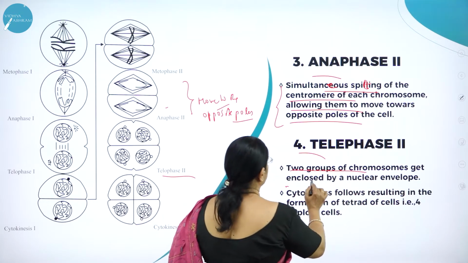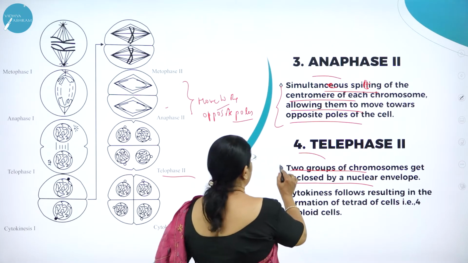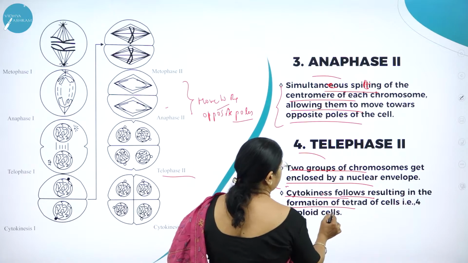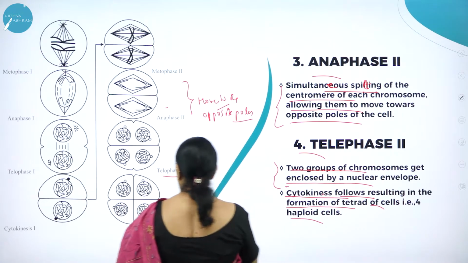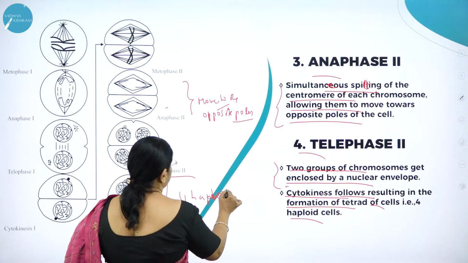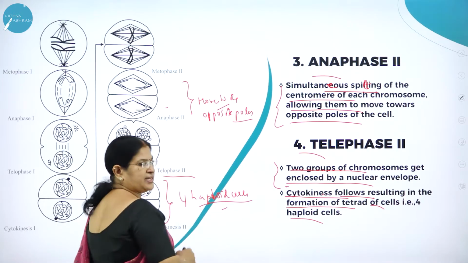Two groups of chromosomes get enclosed by a nuclear envelope. So cytokinesis follows, resulting in the formation of a tetrad of cells, or 4 haploid cells. So here you can see 4 haploid cells are formed.